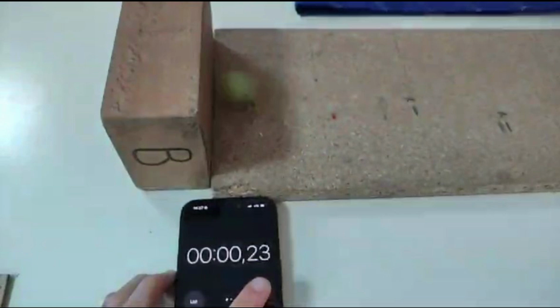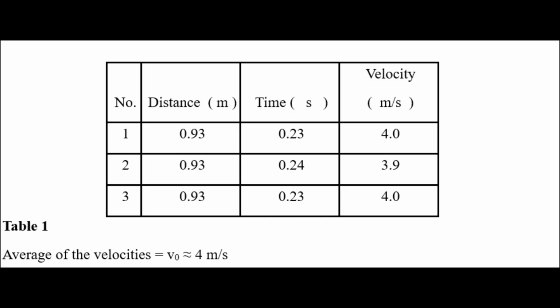First part of the experiment is to find the initial velocity that the spring launcher can provide. To find this, I conducted three motions by launching the projectile parallel to the ground and measuring the time and the distance it covered. Then, using the formula, I calculated the velocities.